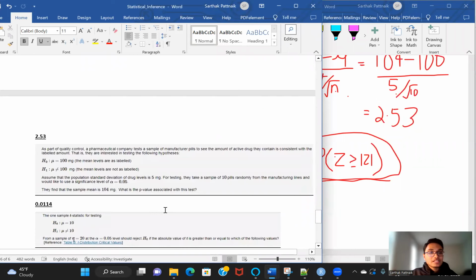The next question is giving the one sample t test. The one sample t statistic for testing H naught mu is equal to 10 and H1 mu is not equal to 10. This is my null and alternative hypothesis. For a sample of size n equal to 20 and the confidence level as 0.05, should reject H naught if the absolute value of t is greater than or equal to which of the following values. So we need to find the value post which we can reject our null hypothesis. So we need to find the critical t value in this case.